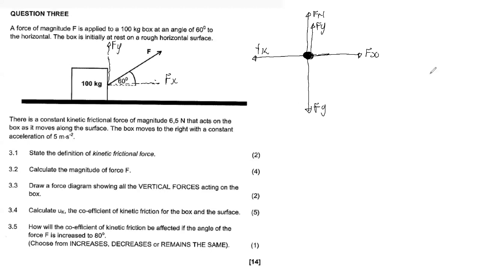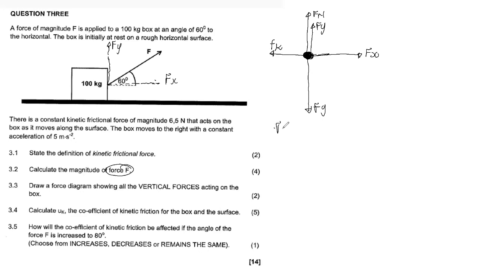Now, because this is not moving at a constant velocity, let's show that our kinetic frictional force is somehow smaller than the Fx, right? So now let's calculate. We want to calculate the magnitude of force F, but note that here we have the horizontal component of force F. So how are we going to use that to calculate force F?